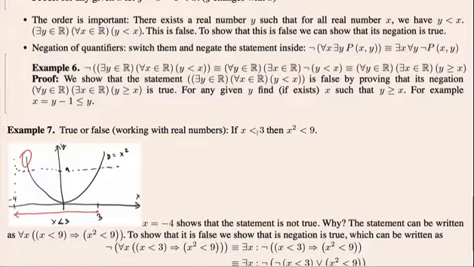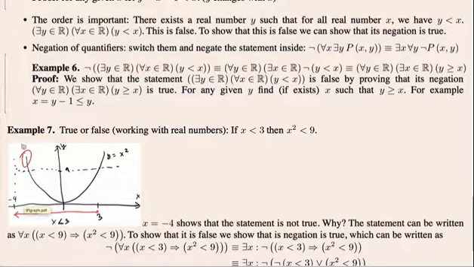So in this case, x squared is a quadratic function. To find a place where x squared is less than 9, it's easy. From the graph, what we see is that it's between -3 and 3. And that means that we can find an x less than 3, for which this is not true, that the square is less than 9. For example, -4 shows that the statement is not true.